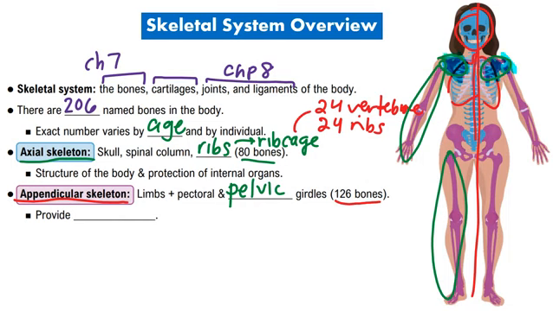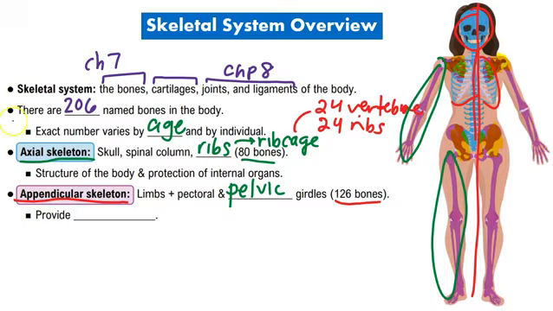Let me get a better color. So we already know our upper and lower limbs, and let's go ahead and see these girdles here. We have our pectoral girdles and also our pelvic girdles. The goal of these girdles is to connect the axial skeleton to the appendicular skeleton. That's one of their main goals. So we think of these girdles as part of the arms and the legs, and that's how we make up the appendicular skeleton.